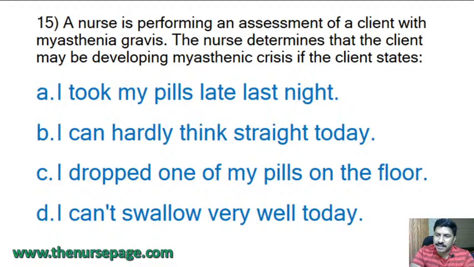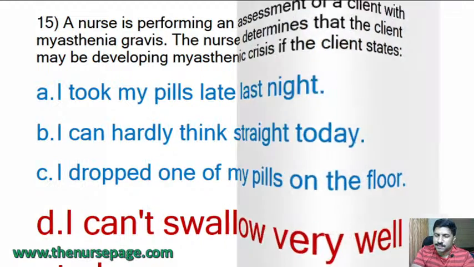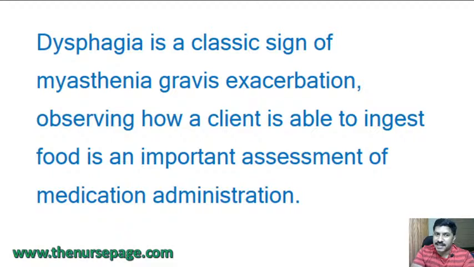Okay, we'll check the correct answer here. The correct answer is I can swallow very well today. That is dysphagia. Dysphagia is one of the early symptoms of myasthenic crisis. Dysphagia is a classic sign of myasthenia gravis exacerbation. Observing how a client is able to ingest food is an important assessment of medication administration.